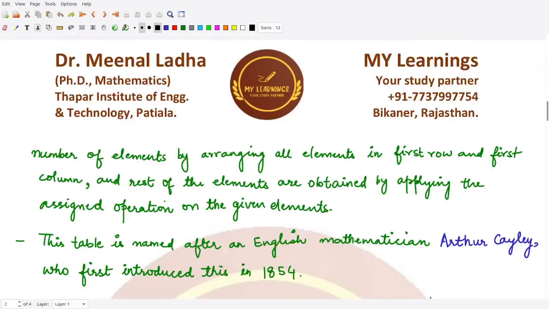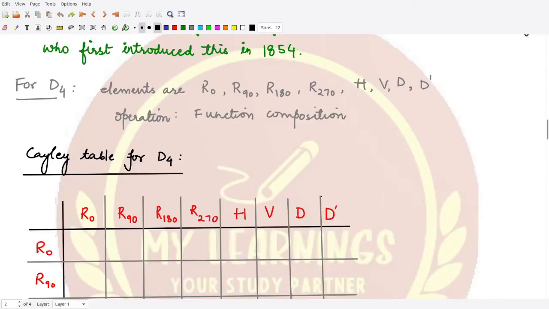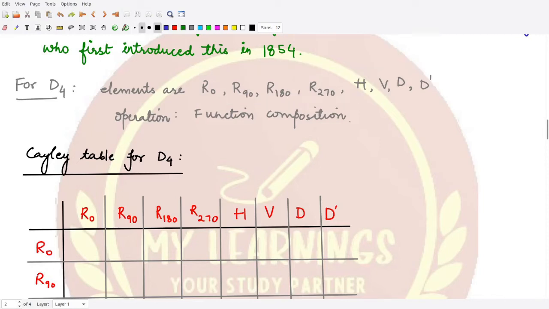Now this table was named after an English mathematician named Arthur Cayley, and he introduced the concept of the Cayley table in the year 1954, correct? So for D4, as I have told you, we will take all these 8 operations here. These are basically the elements of the group, and the operation that we will be taking is function composition.